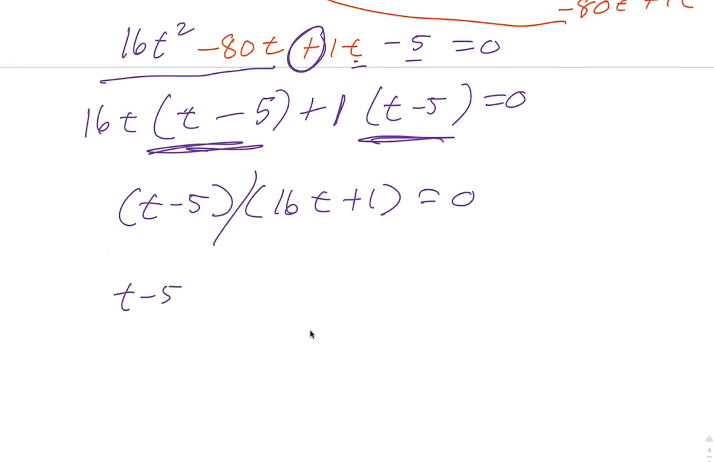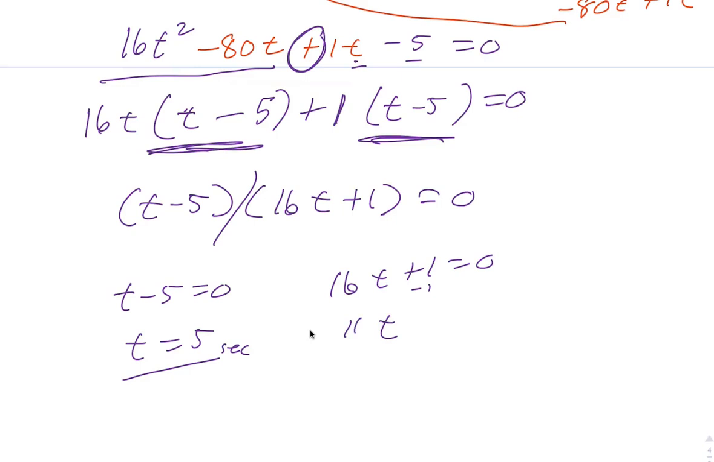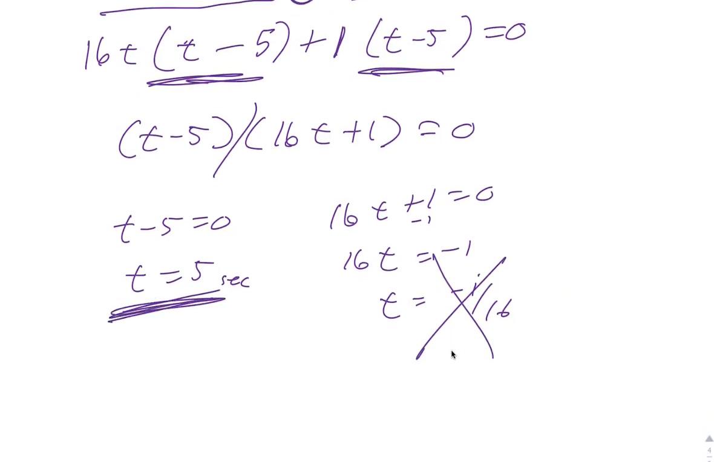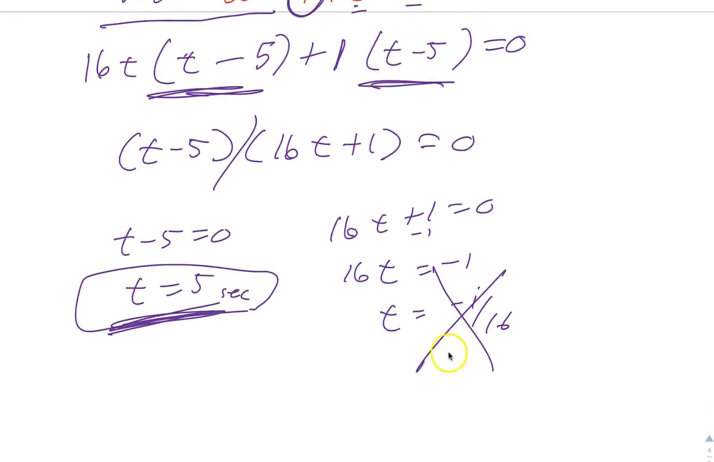t minus 5 equals 0. 16t plus 1 equals 0. So I get t equals 5 seconds. And let's subtract 1. t equals negative 1 over 16. Now, just like before, when we talked about the size of a rectangle, it made no sense being negative. Same thing here. We're talking about time. I can't have negative time. It's not Doc Brown. So our time is going to be 5 seconds. That's how long the javelin's in the air for. And that's this lesson.